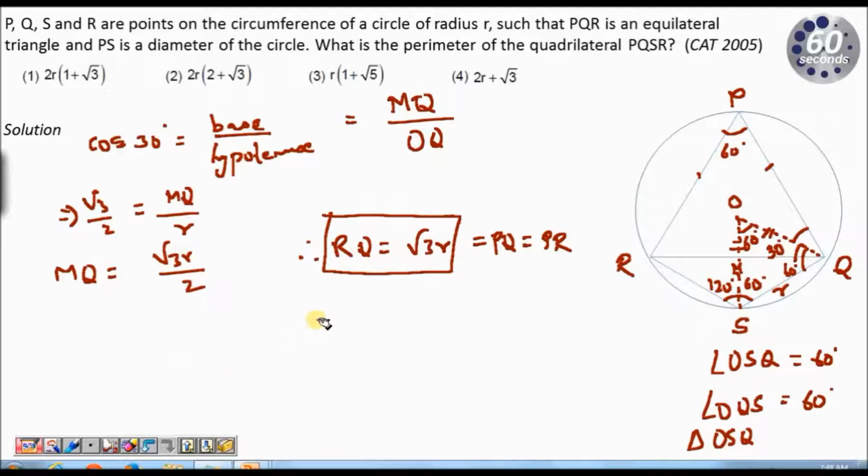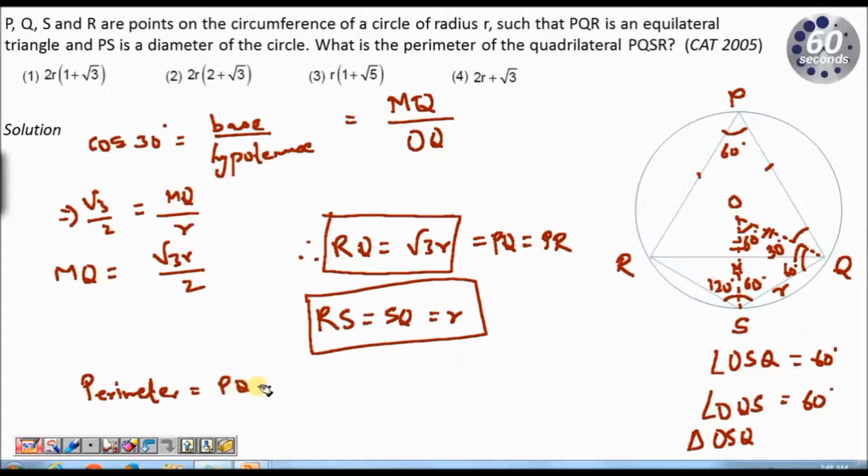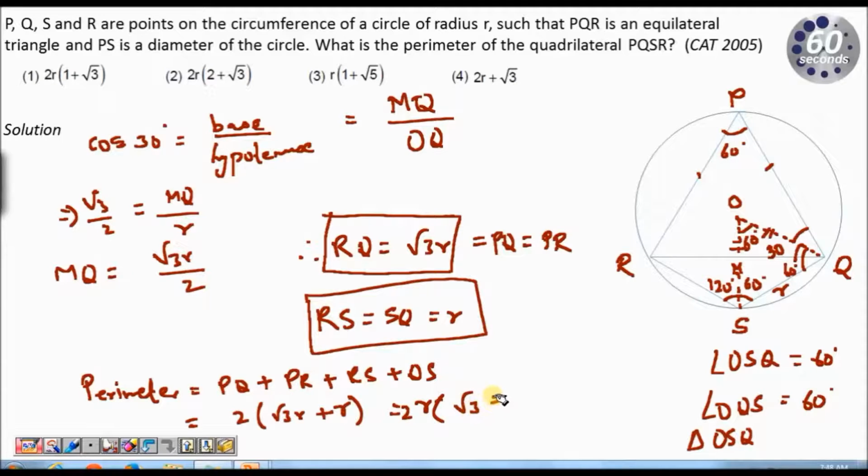So I can say RS equals SQ equals R. Now since I know all these lengths, it is easy for me to find the perimeter. So perimeter will be nothing but PQ plus PR plus RS plus QS. PQ is root 3R, PR is root 3R, so I will get 2 times root 3R, and RS is R, QS is R, so I will get 2R. If I take 2 common, and R also common outside, I will get 2R times (root 3 plus 1). So the first option is my answer.